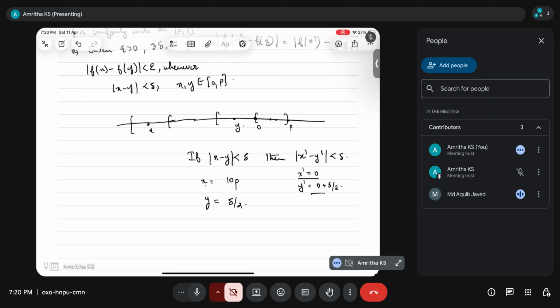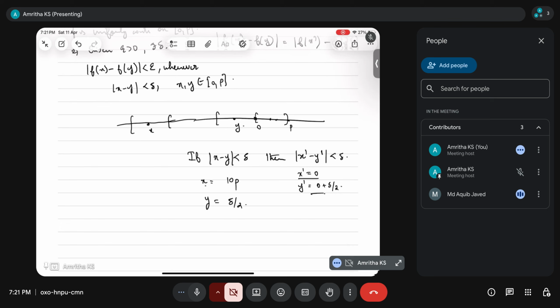Then I understand, yeah, then it is vacuously true. I am trying to say that if |x minus y| less than delta holds, then |x dash minus y dash| less than delta. Is it true? I think it is true.